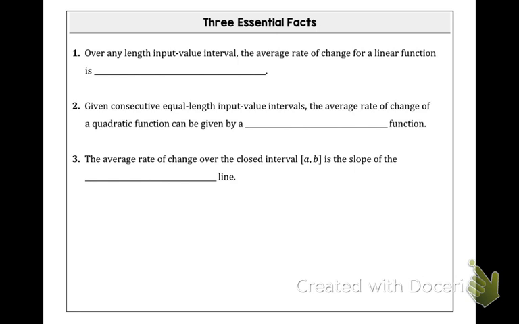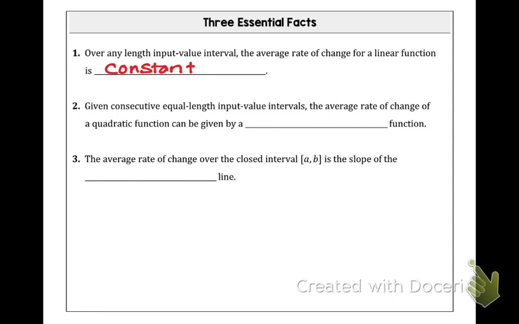So over any length input value interval, the average rate of change for a linear function will always, always, always be constant, right? If it's linear, your rate of change will always be constant. The slope will be the slope no matter where you are. So it's unchanged, it's constant.